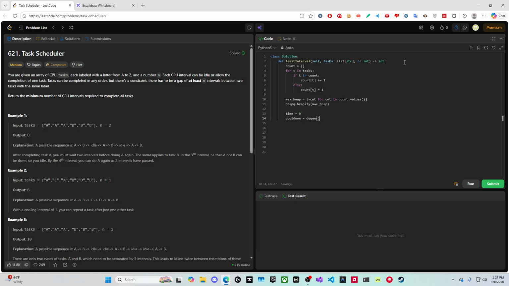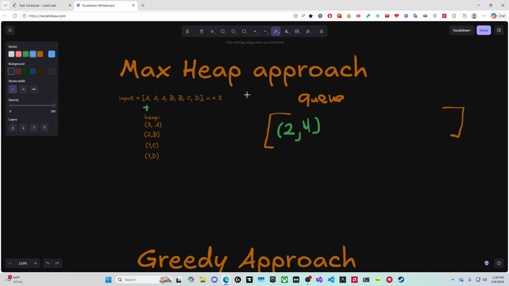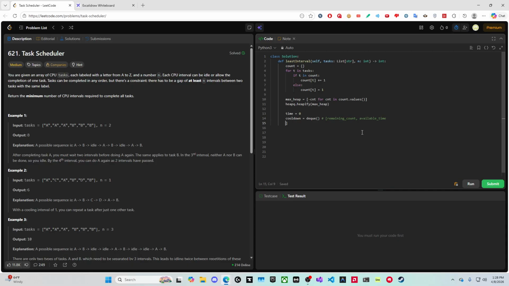Okay. And remember, it's a pair value, right? The first value is our remaining count. The second value is basically at what time this task is available. Okay, and I will go here again just so you kind of get an idea visually. Yeah, this problem is a little hard, so I'm trying to explain it as I go.